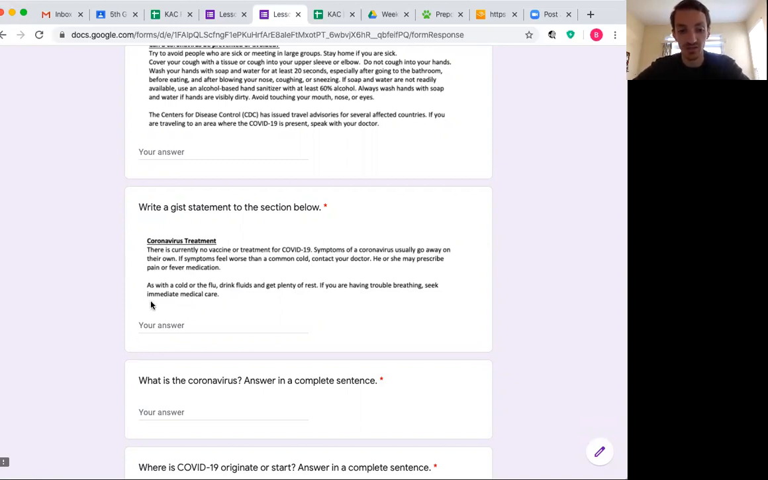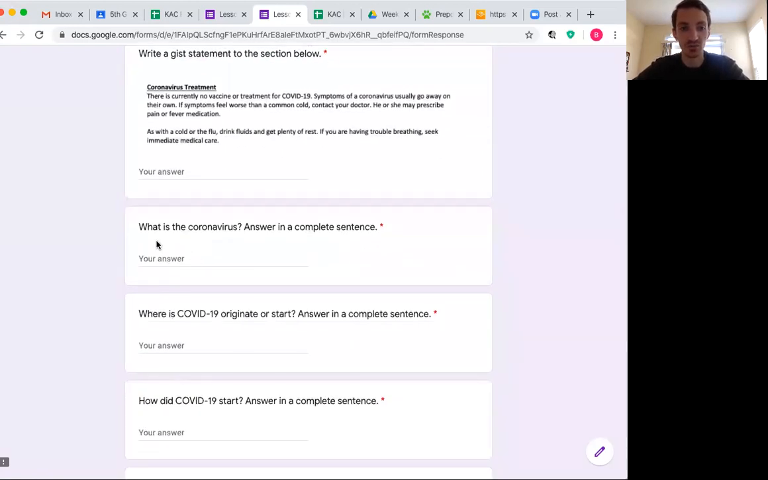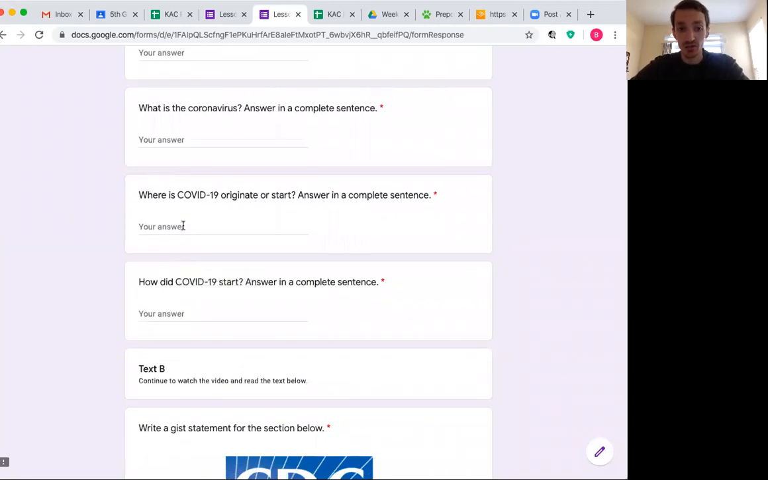Write your gist statement right here. A couple of questions on this article. Question number 1, what is the coronavirus? In a full and complete sentence. You should pause and answer that question now. Question number 2, where did COVID-19 originate or start? I'll fix that to make sure it says where it did. Answer in a full and complete sentence. Go back to the text and find the answer. It's in there. Question number 3, how did COVID-19 start? Answer in a complete sentence.